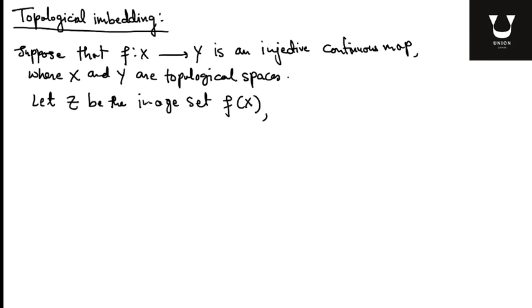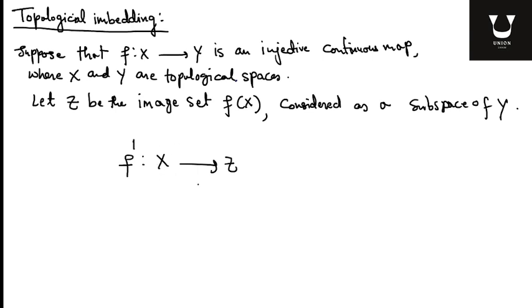So here we consider Z as a subspace of Y, which I forgot to mention. So to talk about homeomorphism, I should have a function between two topological spaces, then only can I think of whether the function is a homeomorphism or not. Therefore, to ask whether f dash is a homeomorphism or not, we should make sure that both the domain and codomain sets of f dash are topological spaces. X is already a topological space, we have to make Z a topological space. So that we do by considering Z as a subspace of Y. So suppose Z be the image set f of X considered as a subspace of Y.